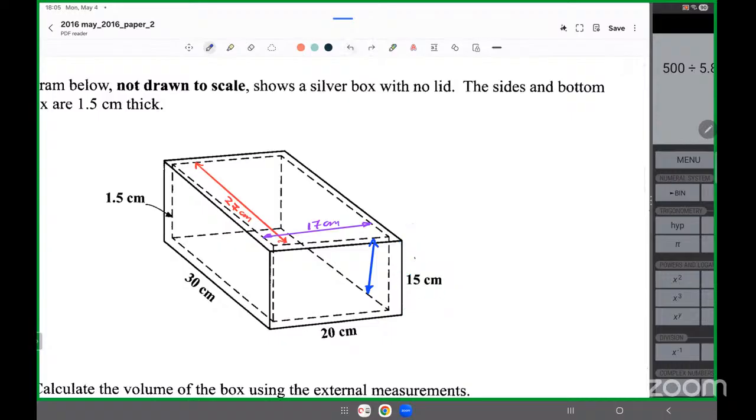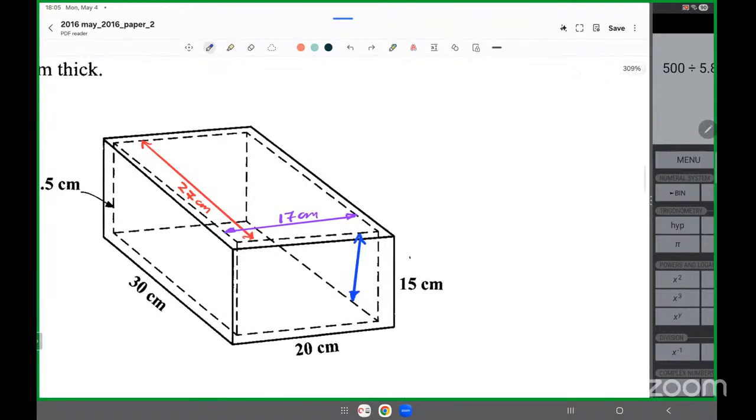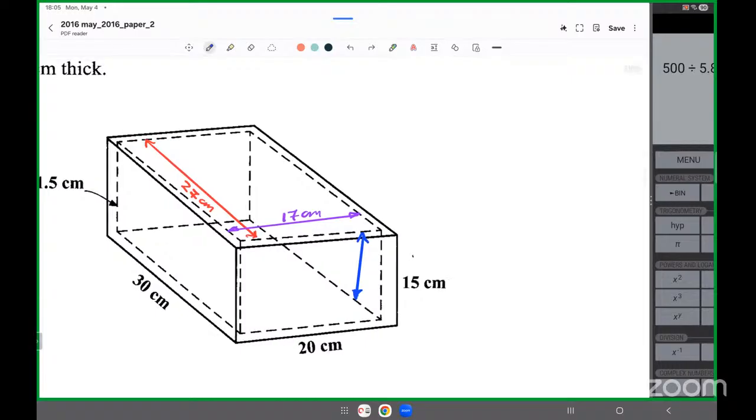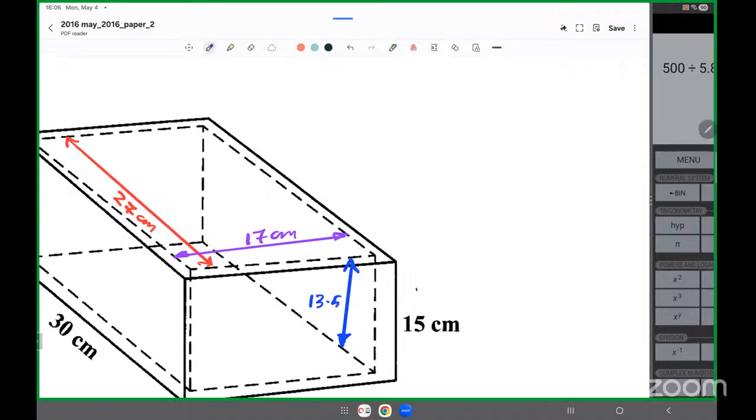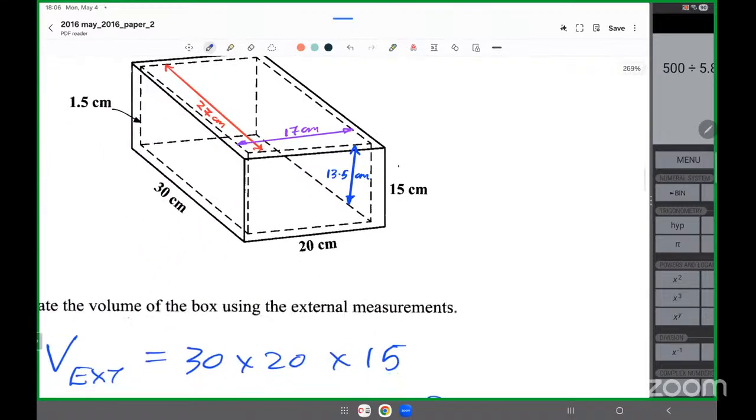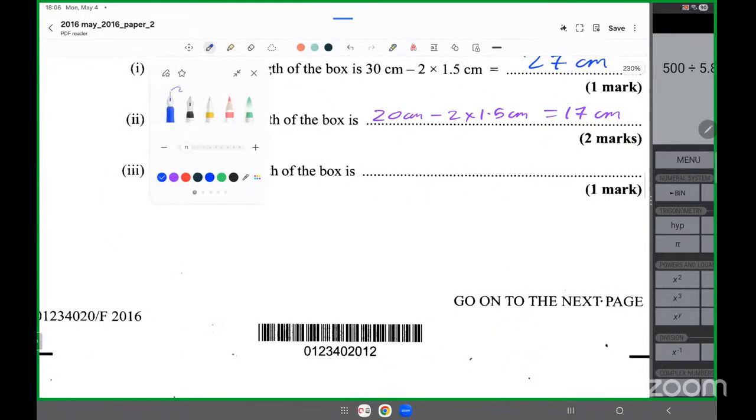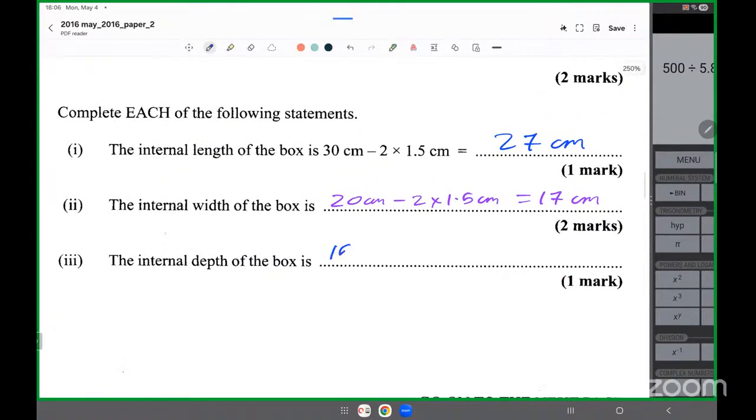The external dimension is 15. You have to subtract the thickness down at the bottom of the box right here. See that? So it's 15 minus the 1.5 one time alone, because the box has no lid, right? So it becomes 15 minus 1.5, which is 13.5. So this one becomes 15 centimeters minus only 1.5 centimeters, becomes 13.5 centimeters. That becomes the depth of the box.